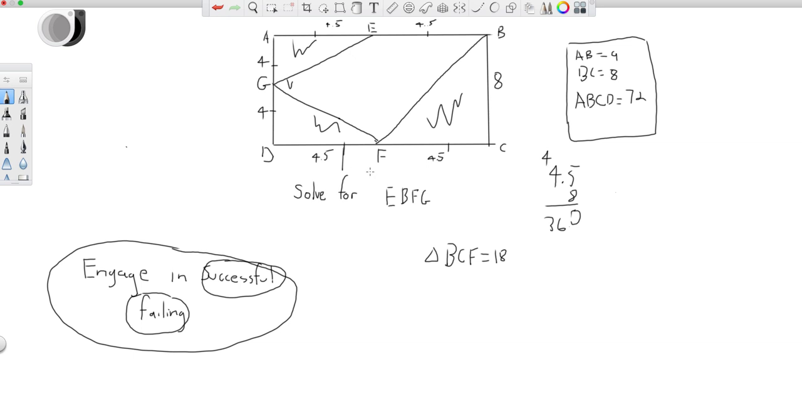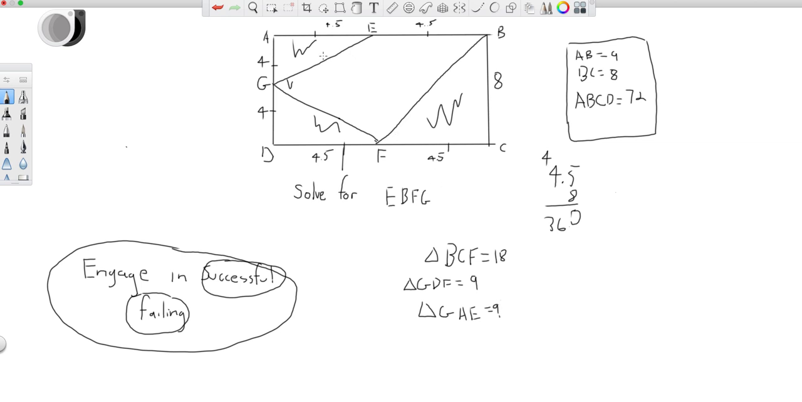Now we're going to solve for GDF. That's 4 times 4.5. Let's get the divide by 2 out of the way right now: 4 divided by 2 is 2, and 4.5 times 2 is 9. So triangle GDF is equal to 9. Now, this one's going to be the exact same thing. If you don't know why, you can do the math yourself, but for now it's the same thing, because we know GAE is equal to 9.